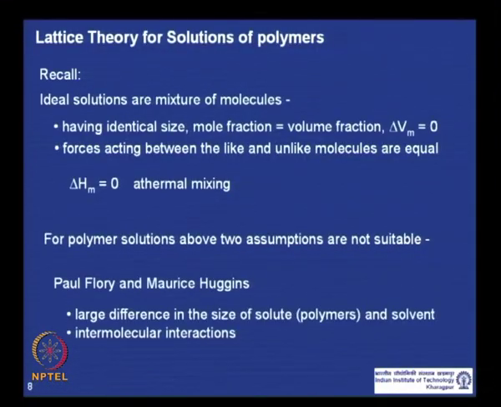Now, two scientists, Paul Flory and Maurice Huggins, proposed a theory which we will know in a minute, which took into consideration the large difference in size between the solute, in this case polymer, and the solvent, and the existence of intermolecular interactions. So, now we will learn how the Flory-Huggins theory was established using the same lattice theory which we just learned for small molecules.